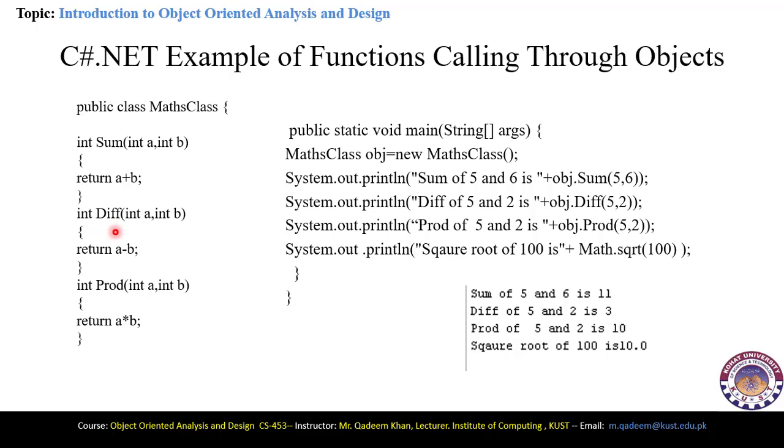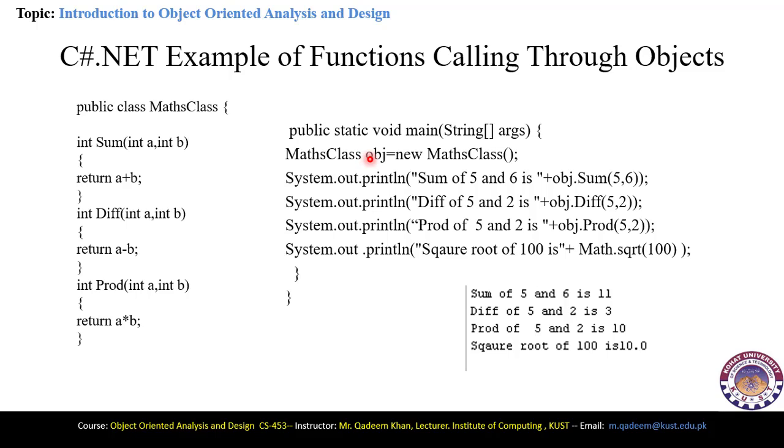Similarly, we have the diff function. The diff function calculates the difference of two integer parameters and has an integer return type, so it returns a minus b. Also we have the int product function with int a, int b. It performs the multiplication and its return type is also integer. Now here we have the public static void main function. This is the function which must be in every object-oriented language, and inside this main function we have instantiated the obj of the MathClass.